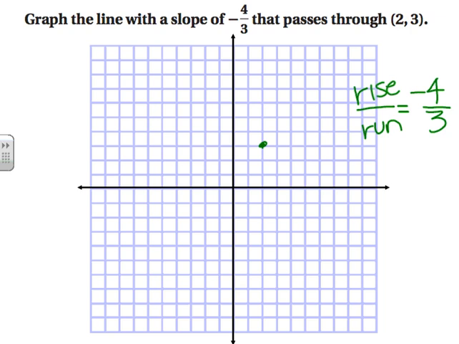So we're going to count 1, 2, 3, 4, 1, 2, 3, put it up. Again, 1, 2, 3, 4, 1, 2, 3, put it up. Now you start to see the points that form your line. Make sure you always put arrows on the end because that line keeps going even if you're not drawing it. And we have a line through the point 2, 3 that has a slope of -4/3.